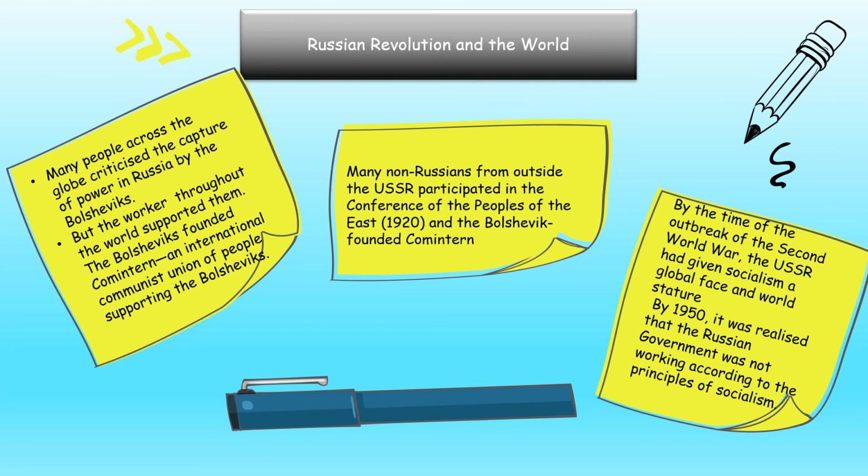Many non-Russians from outside the USSR participated in the Conference of the Peoples of the East, and the Bolsheviks founded Comintern. Some received education in the USSR at the Communist University of the Workers of the East. By the time of the outbreak of the Second World War, the USSR had given socialism a global face and a world status.